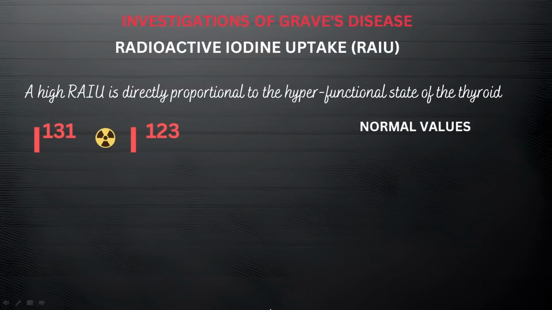Radioactive iodine uptake is an important component of the evaluation of Graves' disease, and it helps measure the functional state of the thyroid gland, whether the gland is underperforming or normal or hyperfunctioning. In other words, we will say that a high radioactive iodine uptake is directly proportional to the hyperfunctional state of the thyroid gland. What it means is that more synthesis of hormones is high function. More synthesis of hormones, if this is indeed done by the thyroid gland, would lead to an increased radioactive iodine uptake.